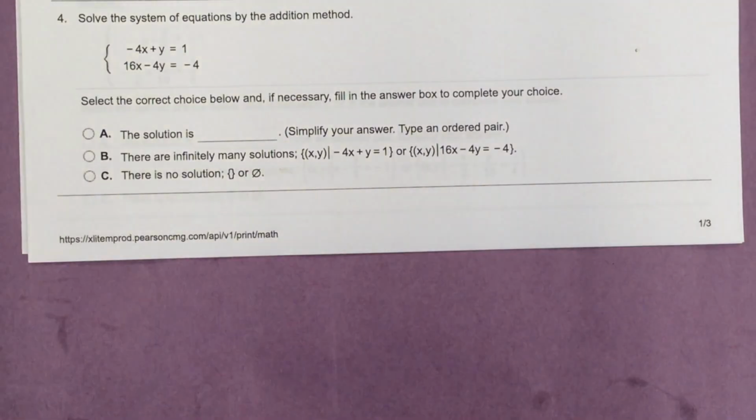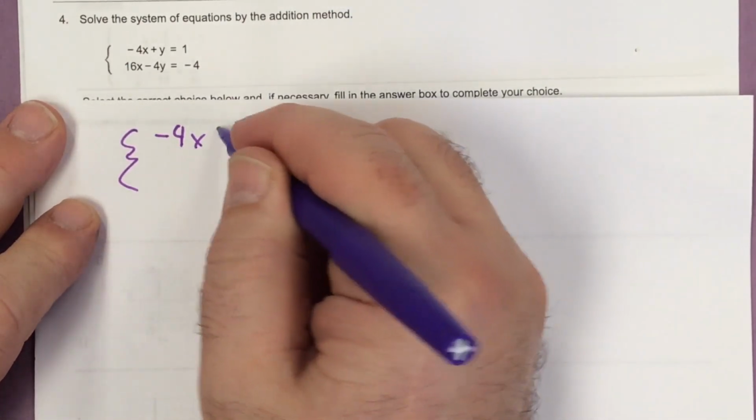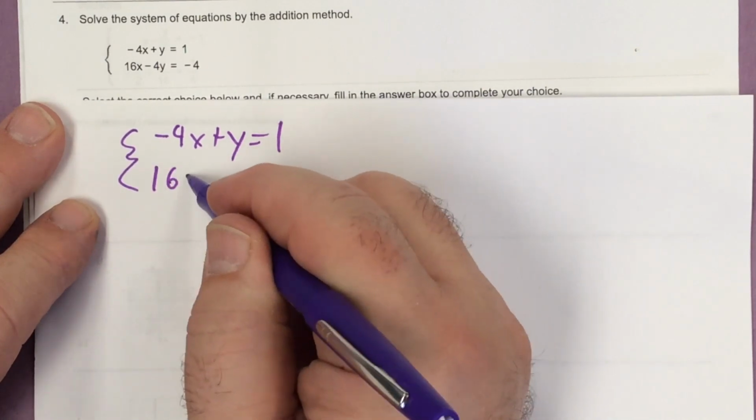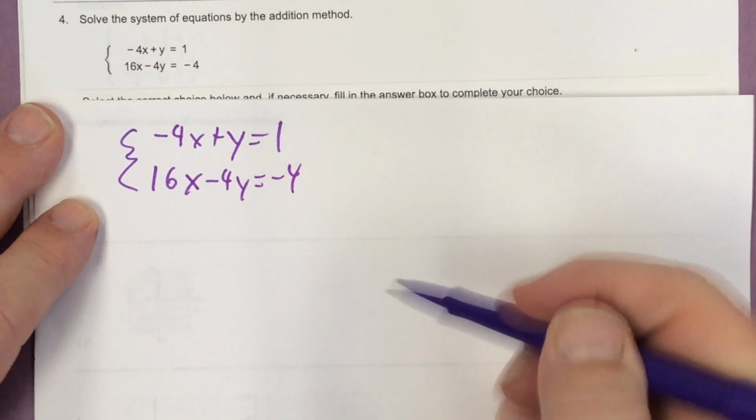Let's take a look at number 4 now. Let's see what happens in this case when we work on this problem. So this system is going to be -4x plus y is equal to 1. And then the other equation is 16x minus 4y equals -4.